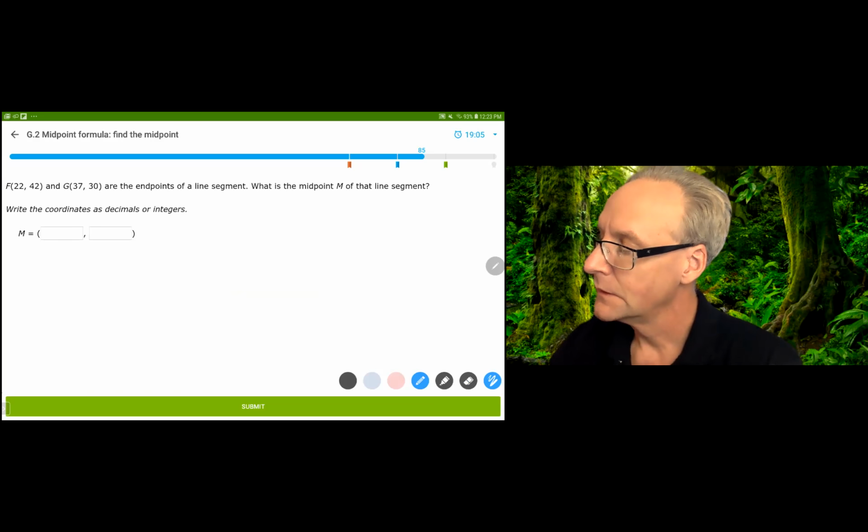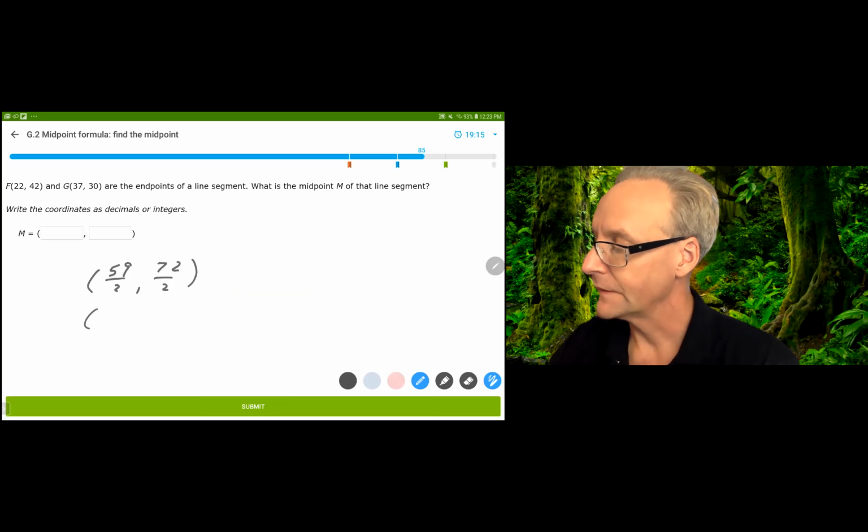And this one is going to be 59 over 2. And the other one is going to be 72 over 2. That's going to be 29.5. And this one is going to be 36.